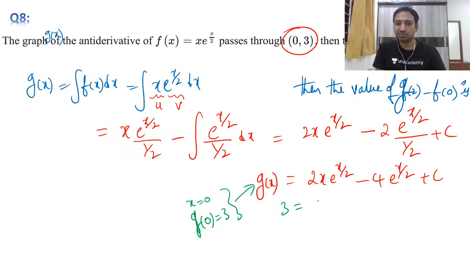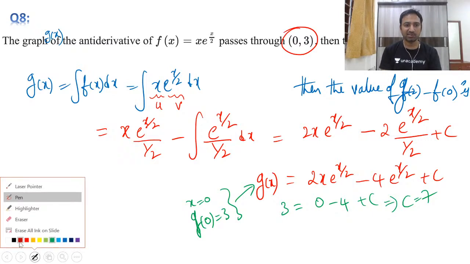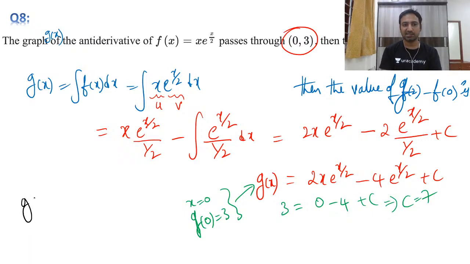3 is equal to 0 minus 4 plus c. So from this, c is equal to 7, guys. That is the c value I calculated. Once I get the c value, I can get the g of x value. What is g of x, guys? g of x is equal to 2x times e power x by 2 minus 4 into e power x by 2 plus 7.